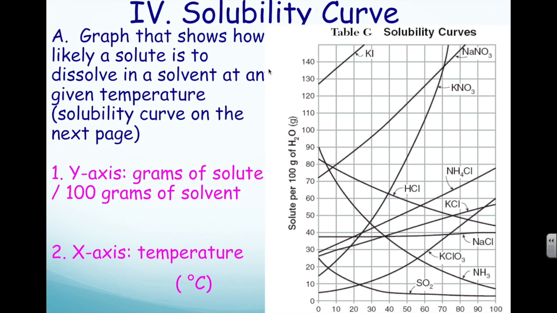So a solubility curve is a graph that shows how likely a solute is to dissolve in a solvent at a given temperature. So the y-axis right here, like I explained before, is the solute dissolved per 100 grams of water, okay? Almost always it is going to be water, and it's almost always going to be 100 grams. Really, you just need to know about how much solute. That's the mass of solute, so 10 grams, 20 grams, 30 grams, 40 grams. On the x-axis, this is the temperature, just in degrees Celsius.